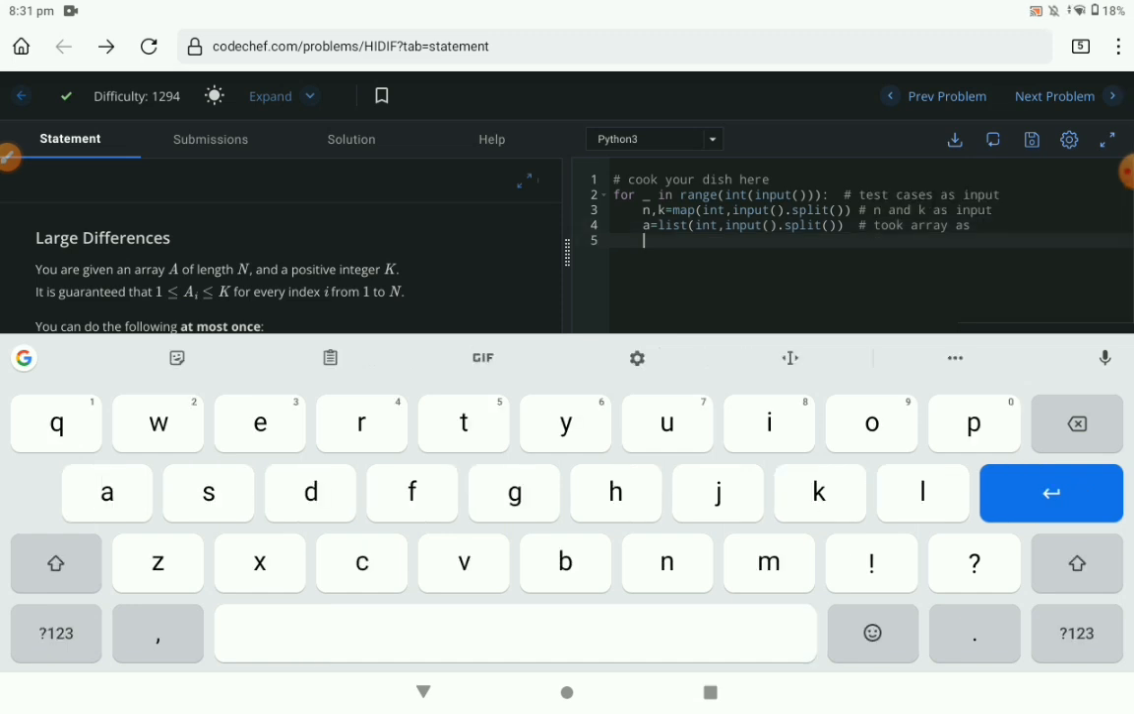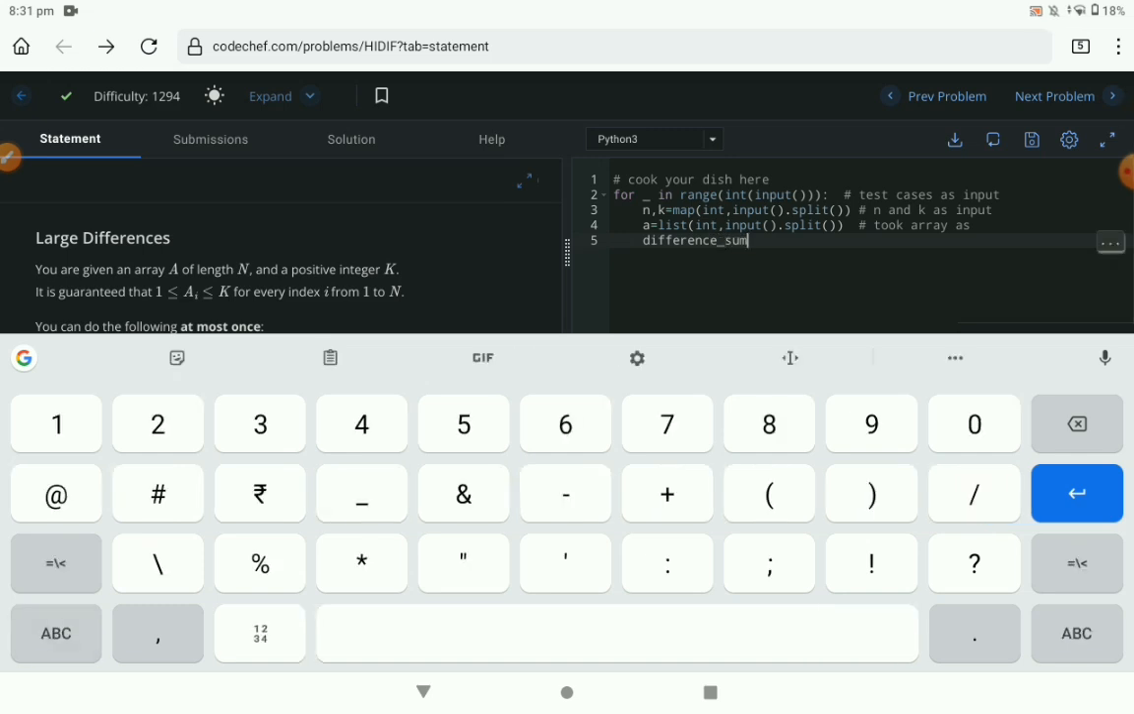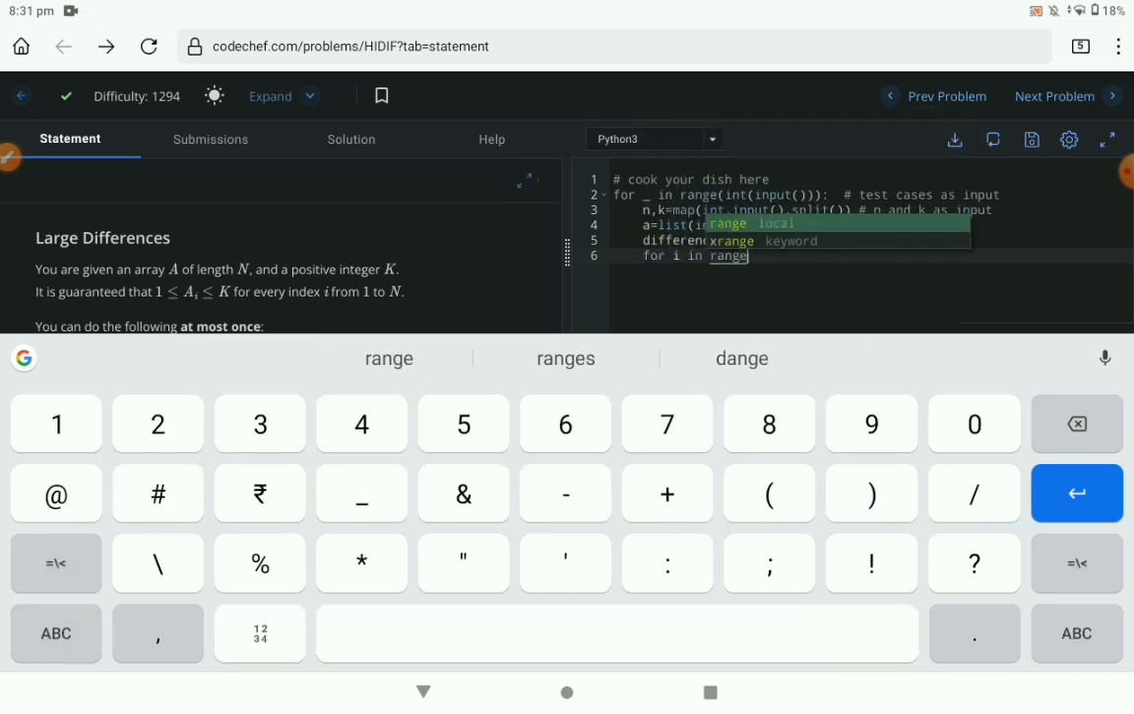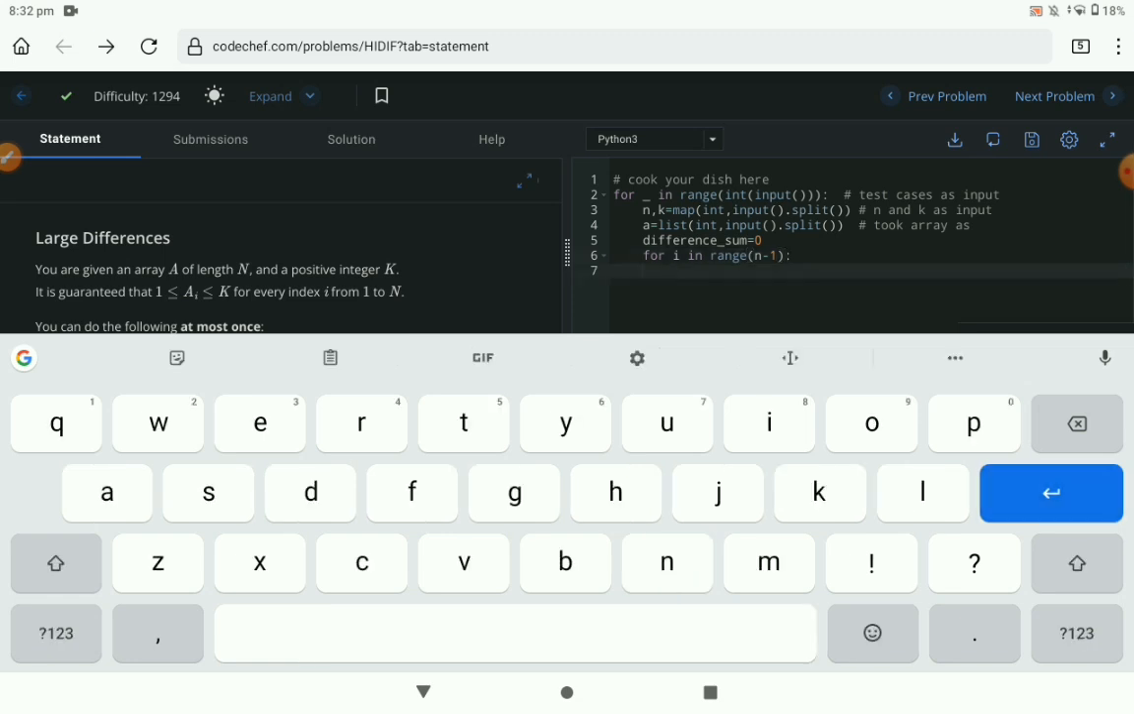So first we will take our original difference, means our difference sum. Our difference sum is initially 0. Now we'll run a for loop for i in range n minus 1, and then we will store the original difference values.